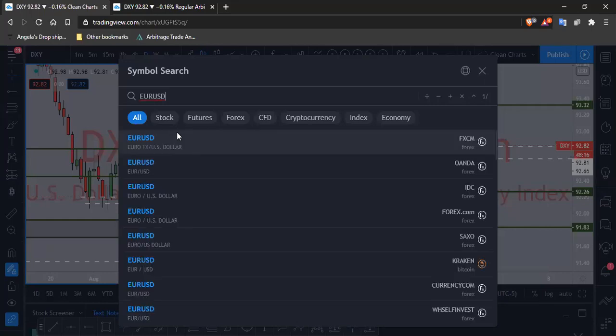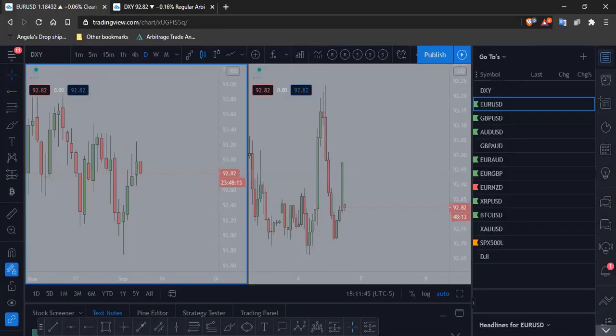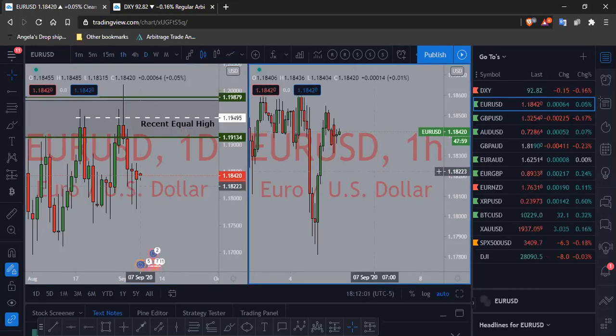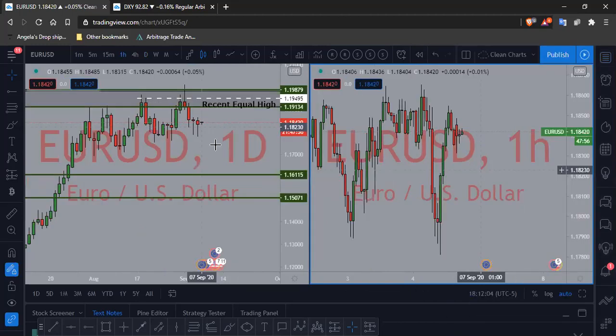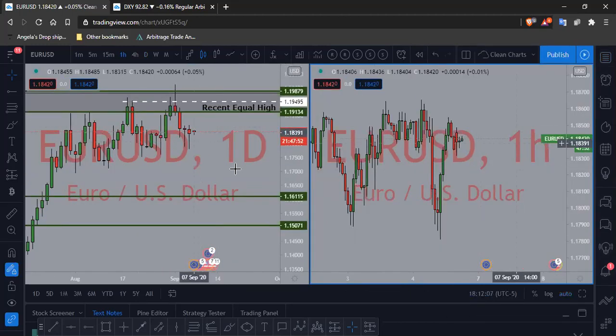I don't know why I'm typing it when I have it on my watch list right here. So I'm going to put DXY on the red for right now, just watching it. All right, so EURUSD, basically kind of the same thing, right?